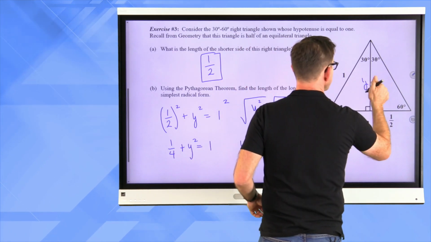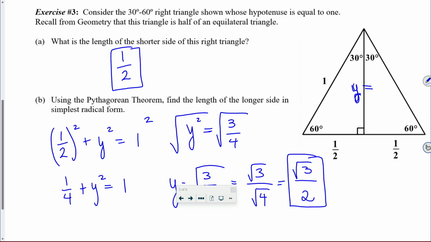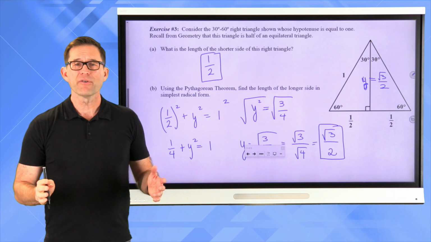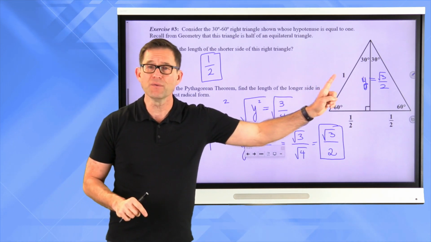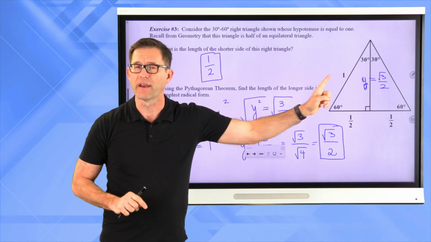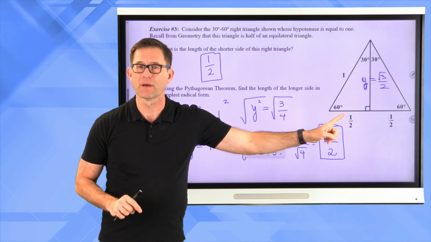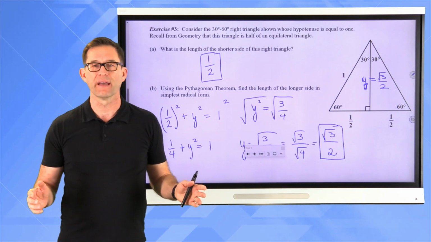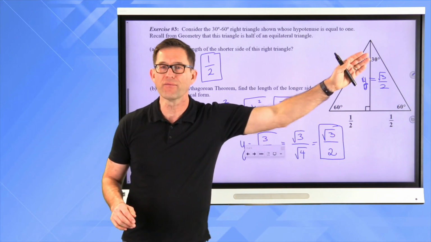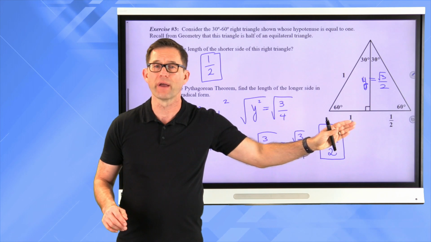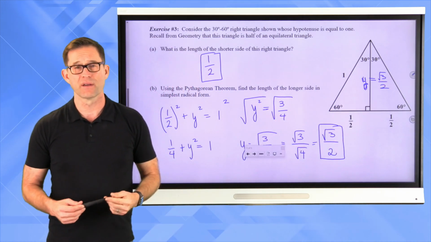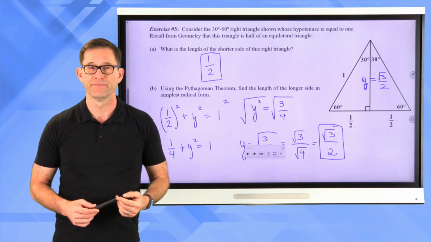Let me leave the y on there, but let me write it as square root of 3 over 2. So when we have a 30-60 right triangle, moral of the story, whose hypotenuse is equal to 1, never forget that, then the shorter leg is going to be 1/2, the one that's across from the 30-degree angle, and the longer leg, the one that's across from the 60-degree angle, is going to be root 3 divided by 2.